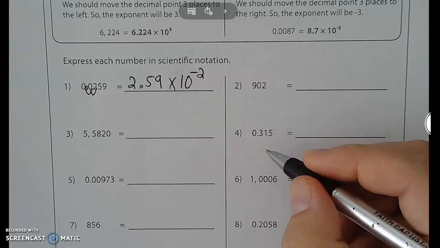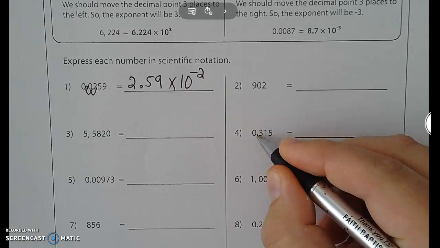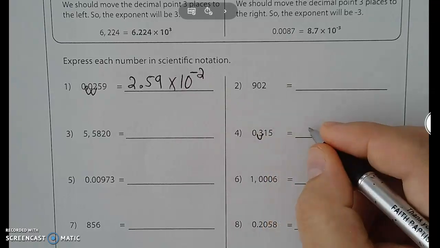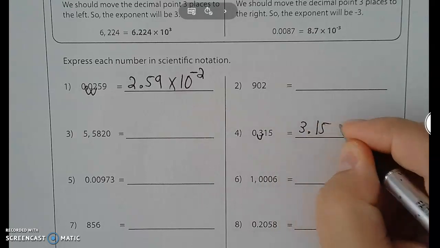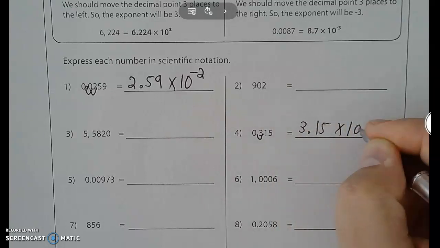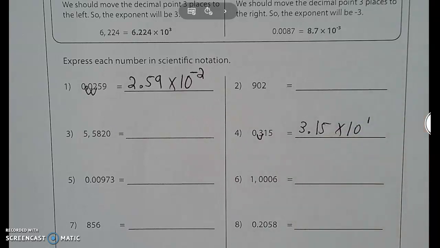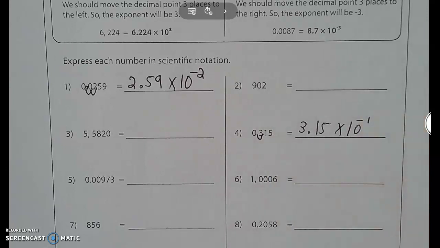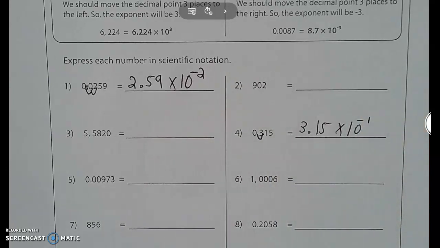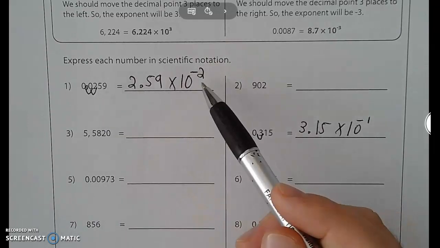0.315. I need to move the decimal so that it's between 1 and 10. Now it is. 3.15 times 10. I moved it once so I could put to the first. I moved it again to the right, not to the left. So negative 1. Whenever you're starting with something that's already below the number 1, it's always going to be a negative exponent.